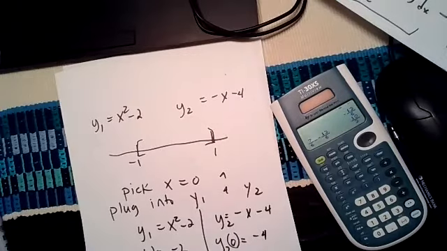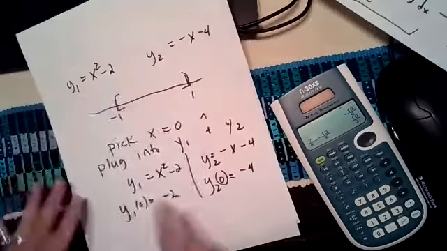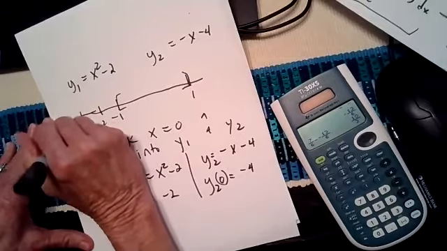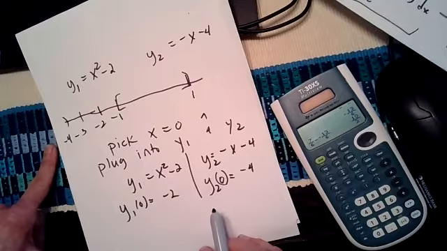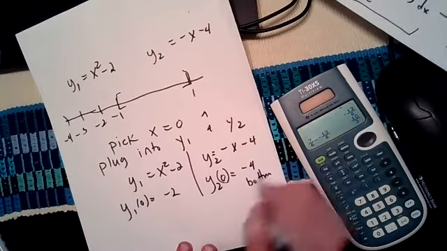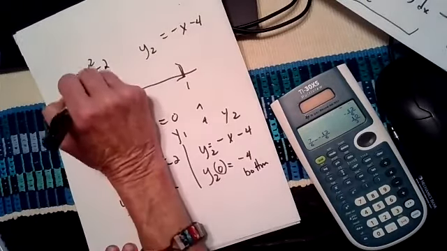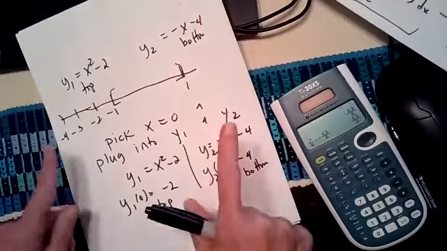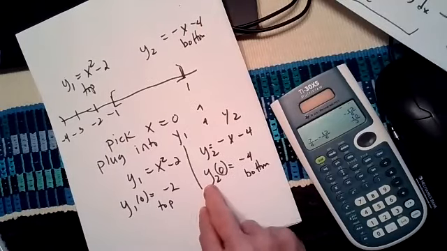Well, which is larger? Negative 2 is closer to 0, because on a number line, negative 3, negative 4, those numbers get smaller. All right, so this is smaller, so this is going to be the bottom function. This is larger, so y1 is going to be the top function. So that's my top and that's my bottom. And like I said, if you do these wrong and do everything else right, you'll get a negative area. So let's go fill those in.